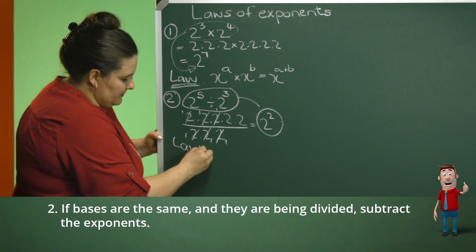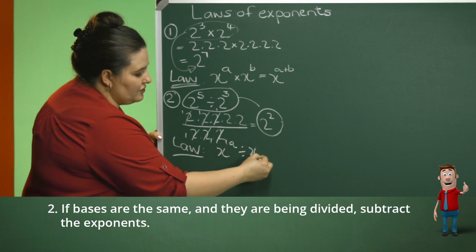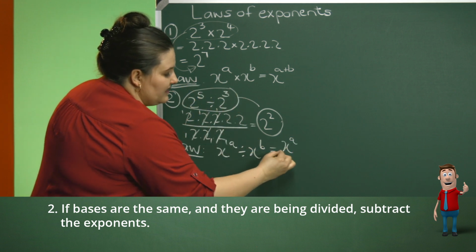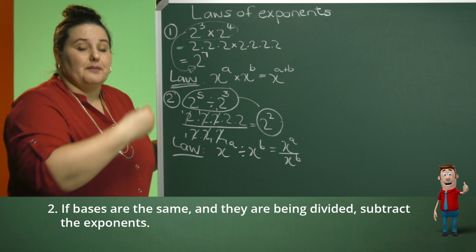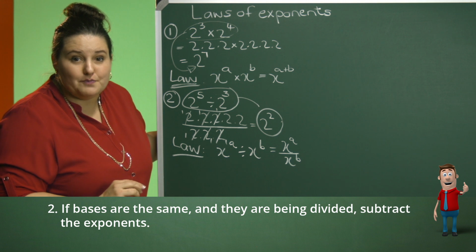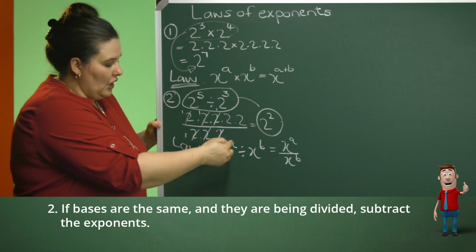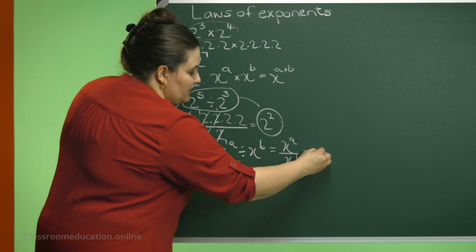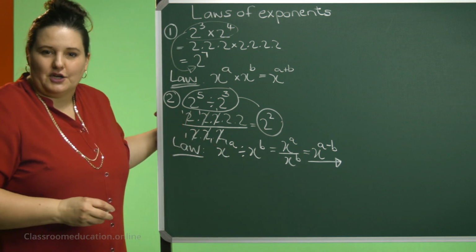The law says, if I have x to the power of a divided by x to the power of b, it doesn't matter how you write it, but the bases are the same. They are being divided. So what do you do with your exponents? Subtract. How? The top minus the bottom, or in this case, the first one minus the second one. So my answer will be x to the power of a minus b. And that is my second law.